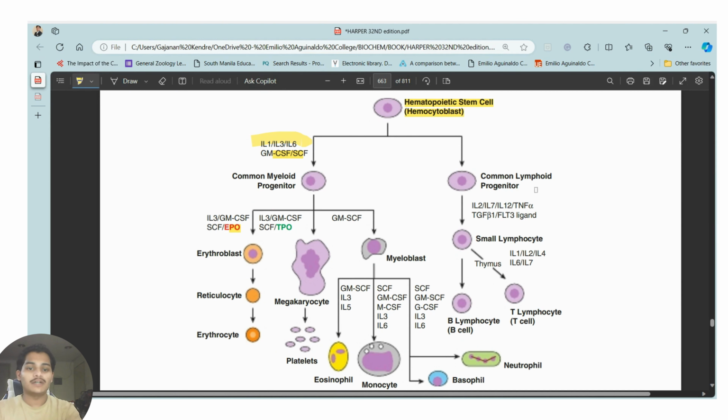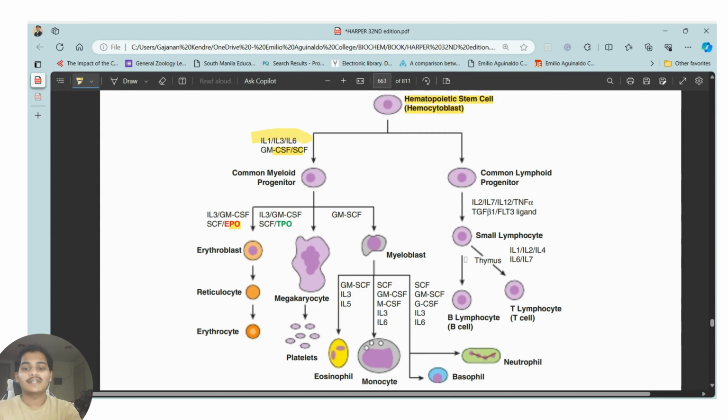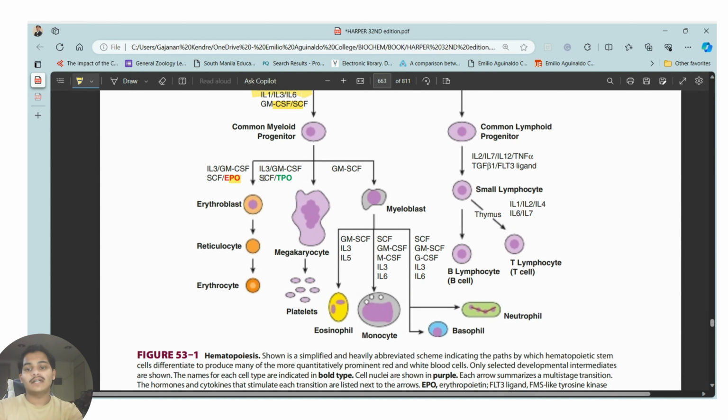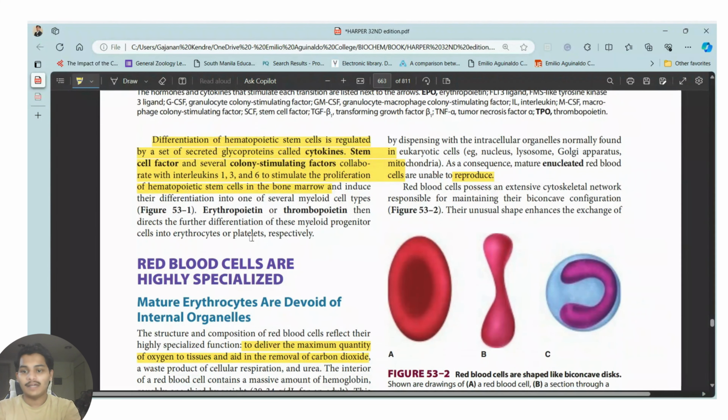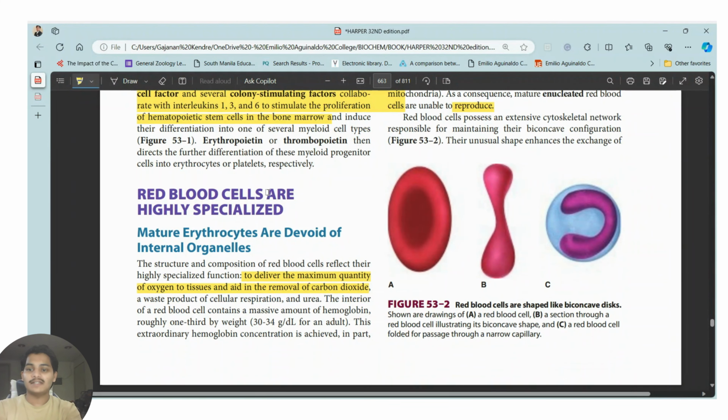And then the lymphoid progenitor is the common progenitor, or the mother cell, for the lymphocytes. In that, who determines that this particular myeloid cell will form the RBC, or this particular cell will form the megakaryocyte or the platelets? There are the hormones secreted by the kidney, that is erythropoietin and thrombopoietin. Erythropoietin will divert the myeloid progenitor towards the RBC, while thrombopoietin will divert towards the formation of platelets. This is what is explained in this paragraph. Briefly, I explained it briefly. Then RBCs are highly specialized cells.